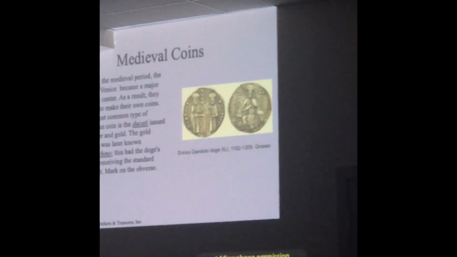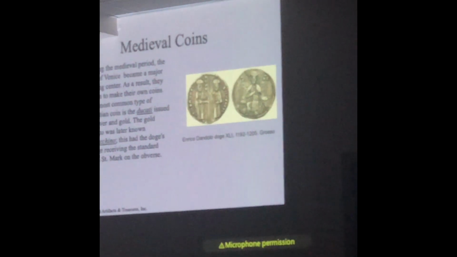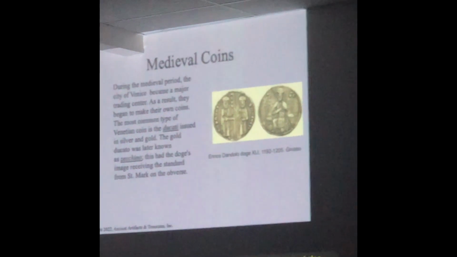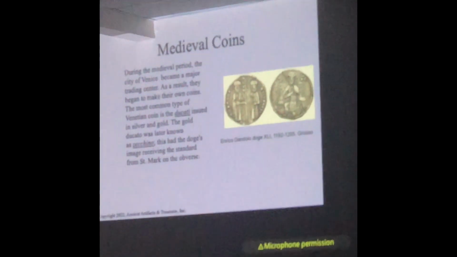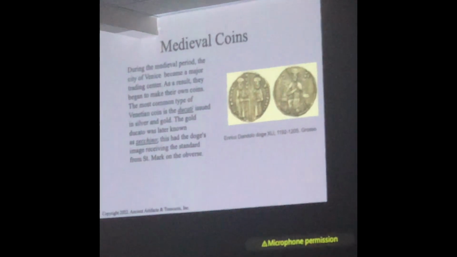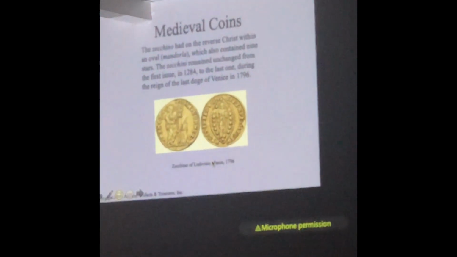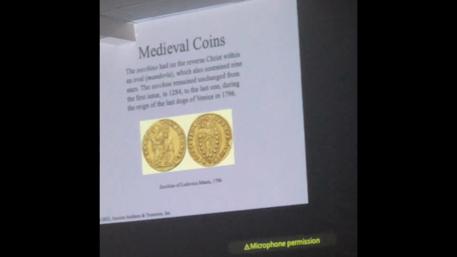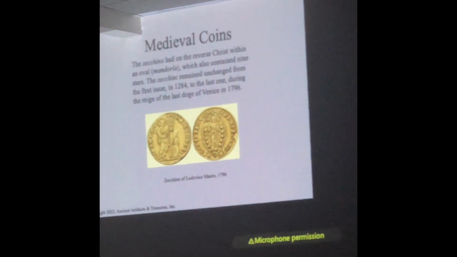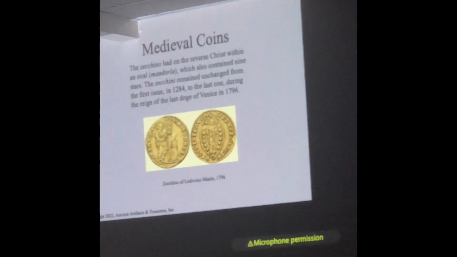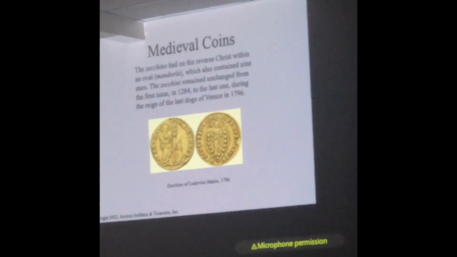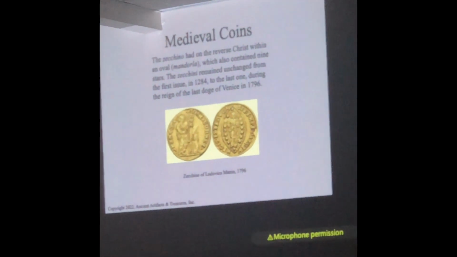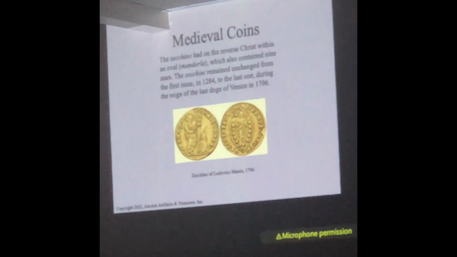Looks like an alien. Sometimes, as later on, they started having a symbol with 9 stars. And I'm not sure what the 9 stars stood for. I meant to look that up, and I didn't think to do that. Here we go. Here's the image with the 9 stars. And I don't know what the 9 stars mean. This was one of the last coins, the last Doge of Venice in 1796, Ludovico Manin. And that was a gold coin also.